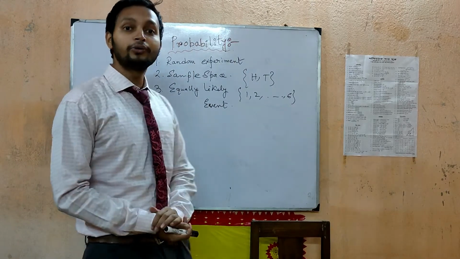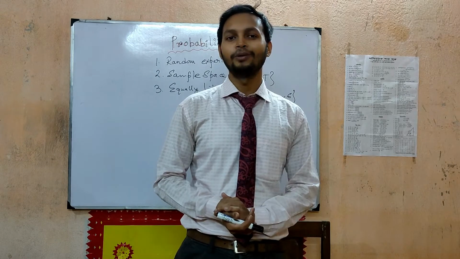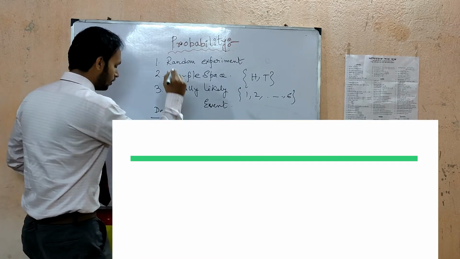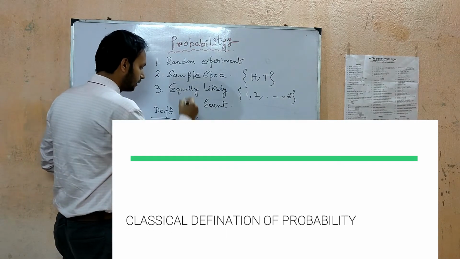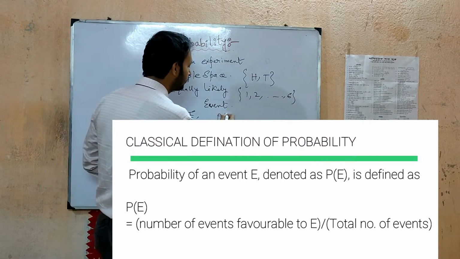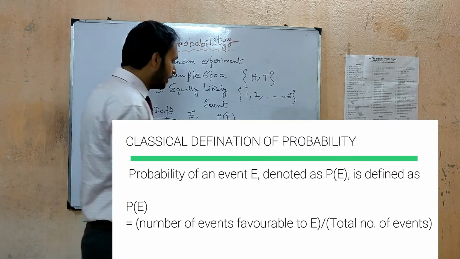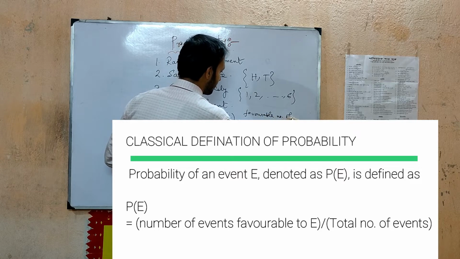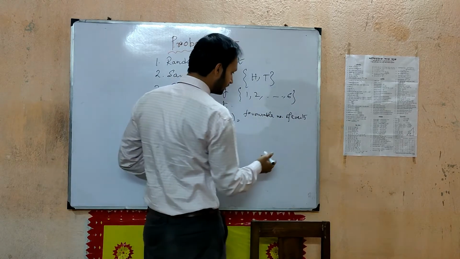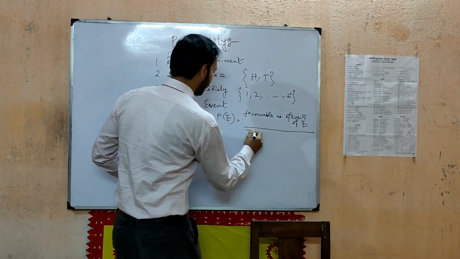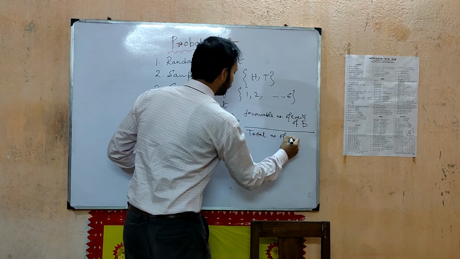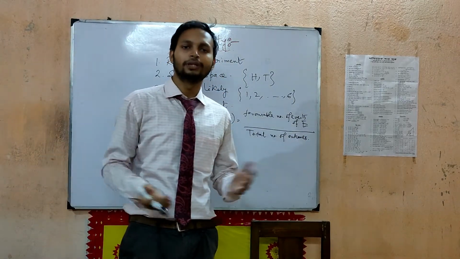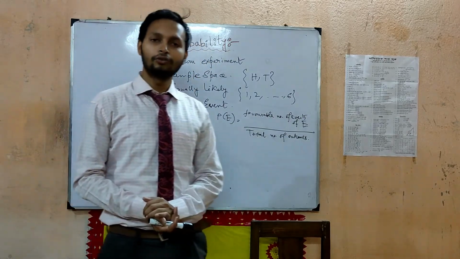Next, I will be talking about the definition with which we will be solving all the problems of probability. So what is the definition of probability? For any event E, the probability of the event E is denoted by P(E), and it is defined as the favorable number of outcomes of E divided by the total number of possible outcomes. This is called the classical definition of probability.